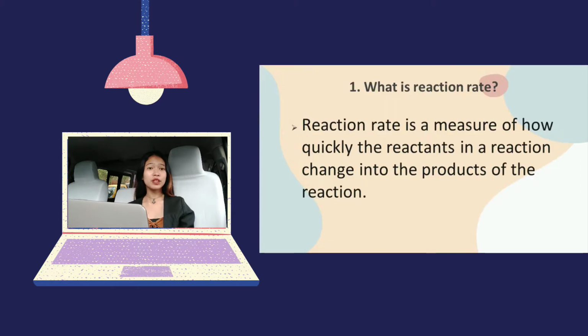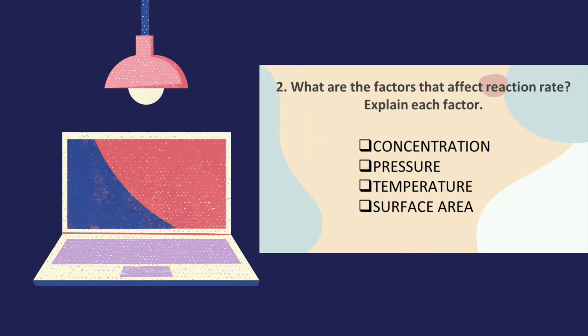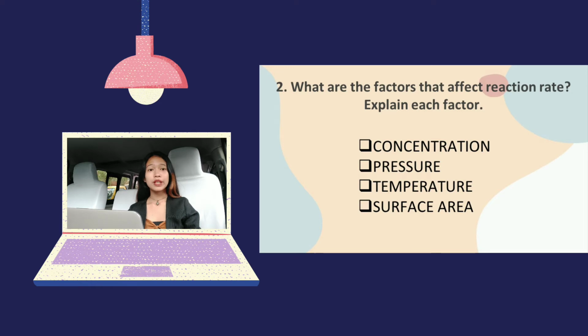So question number 1. What is reaction rate? So reaction rate is a measure of how quickly the reactants in a reaction change into the products of the reaction.